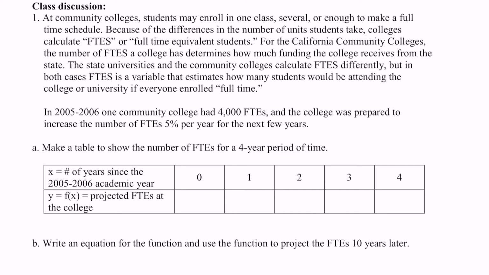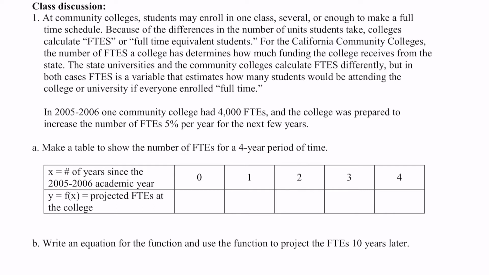So here we have some information from the 2005-2006 academic year for a particular community college. We're told they had 4,000 FTES, so full-time equivalent students, and they were prepared to increase the number of full-time equivalent students by 5% each year for the next few years. So part A, let's make a table to show the number of FTES for a 4-year period of time.